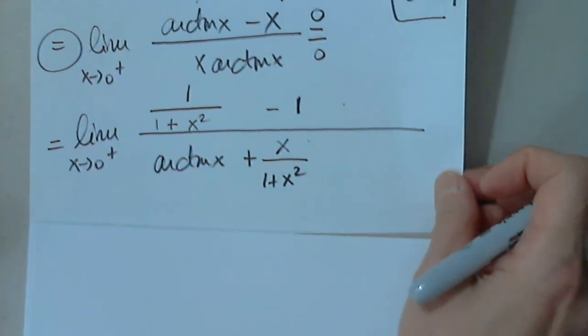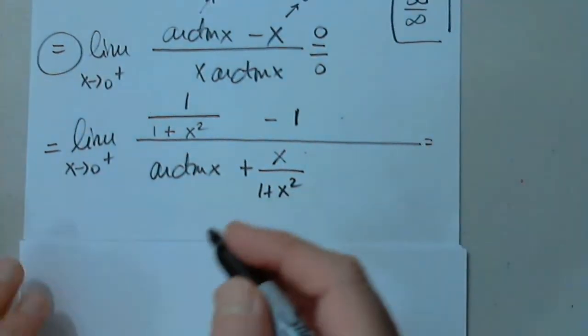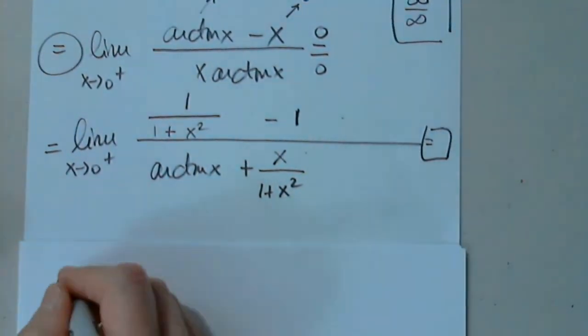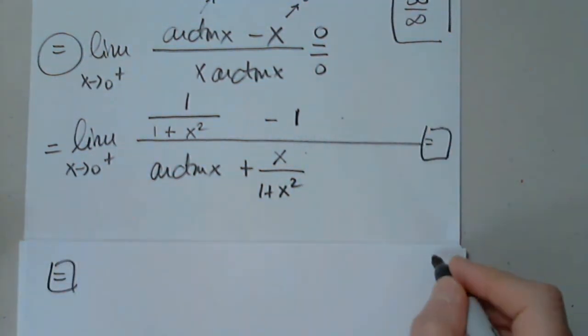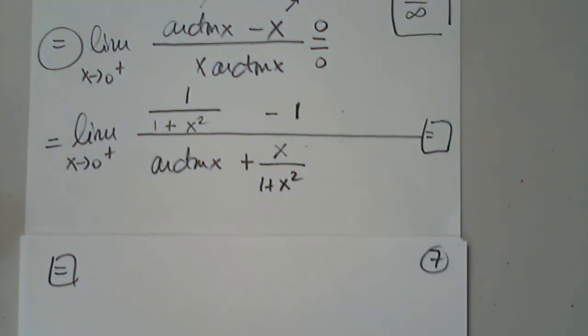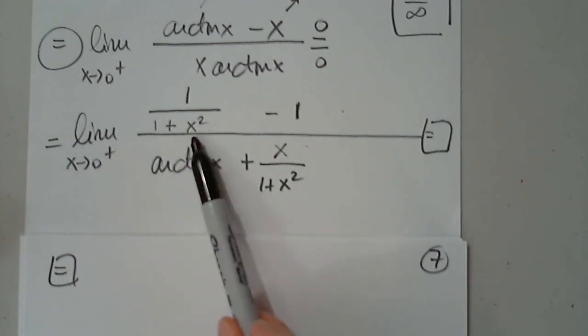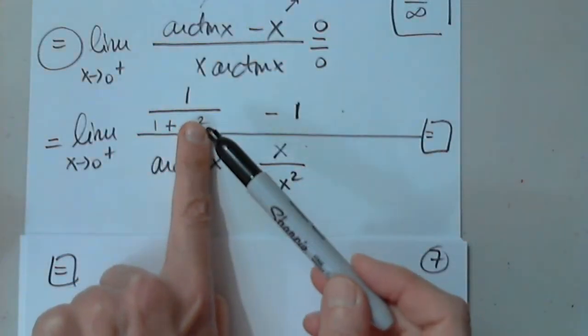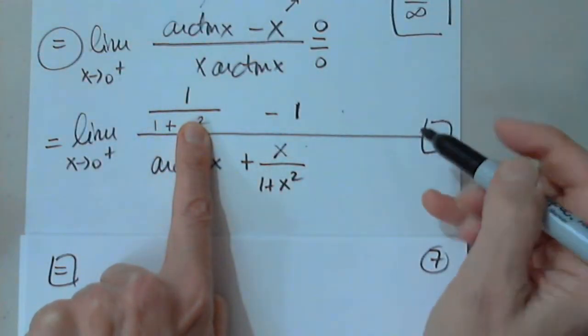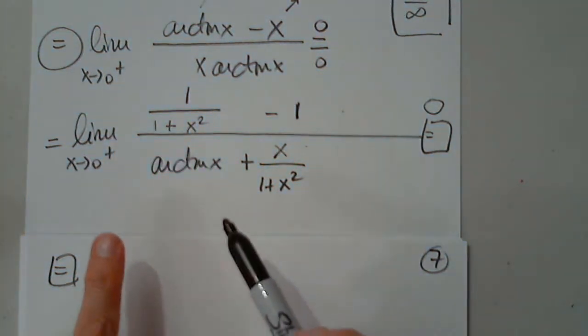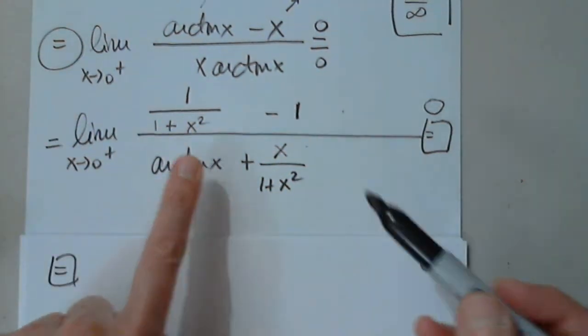I can continue. I have to check again. So now I'm here. And that's my 7. Okay. So when I plug in 0 here, I still get 1 minus 1. This is 0 and this is 0.